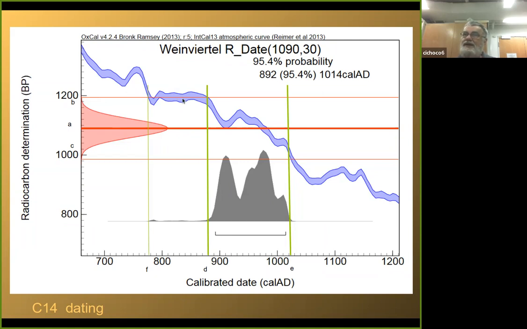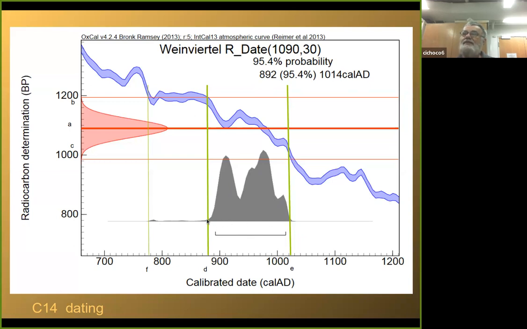And if this time span is then put in relation to the calibration curve, wherever these borders are cutting the curve, the absolute dating in years can be given. And this is said here. With 95.4% probability, it's the overall. And with 95.4%, it is between 892 and 1014 AD, which is this big area.